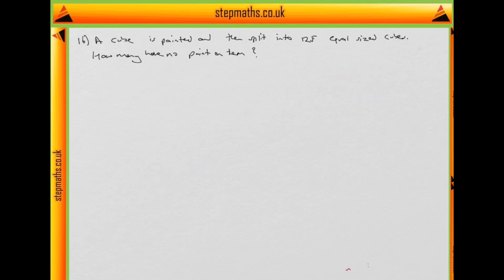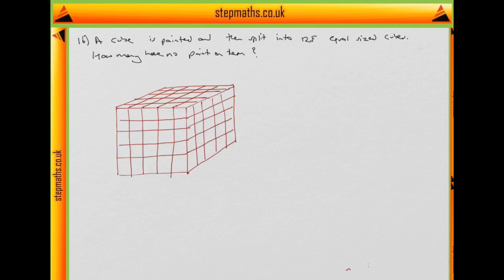So question 16 says we have a cube that's painted all over and then split into 125 equally sized cubes. And we're asked how many of these cubes have no paint on them. So I've quickly mocked up a sketch of what this cube would look like, imagining that these are all the same size. And the reason I know it's 5 by 5 by 5 is because 125 is 5 cubed. So we obviously know it's going to be 5 wide by 5 high by 5 deep.